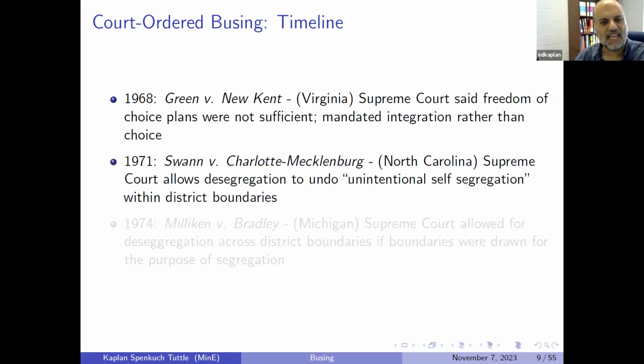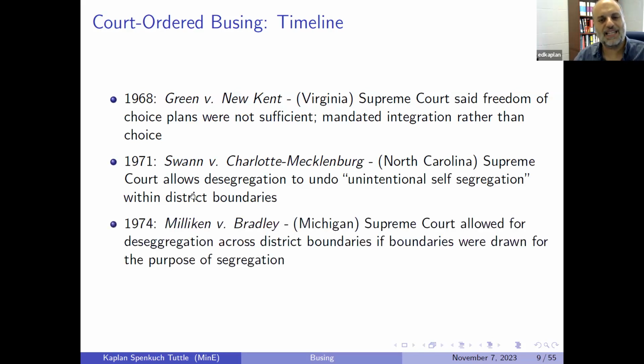In 1971, the court said that the courts could undo unintentional self-segregation. So if there was segregation just based on where people lived, they could still integrate school districts, even though that segregation was not intentionally for the purpose of educational segregation.